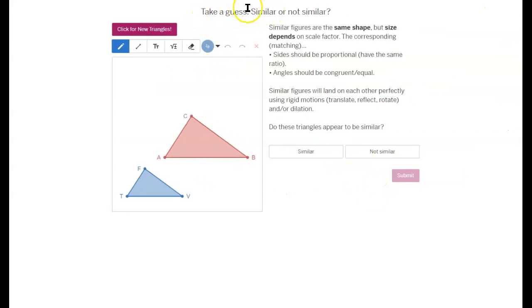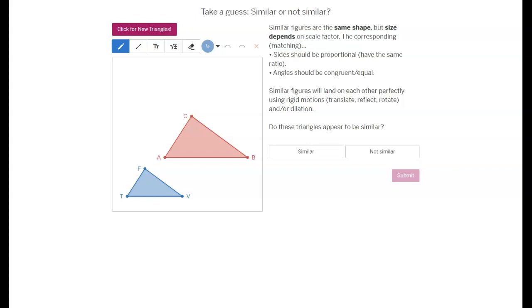The first thing that we're going to do is guess similar or not similar when looking at a triangle. So when I look at this triangle, I know that similar figures are the same shape, but size depends on the scale factor. Sides should be proportional and have the same ratio. Angles should be congruent or equal. Similar figures will land on each other perfectly using rigid motion to translate, reflect, rotate, and or just dilate.